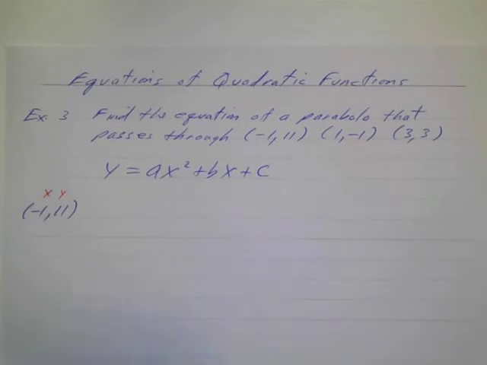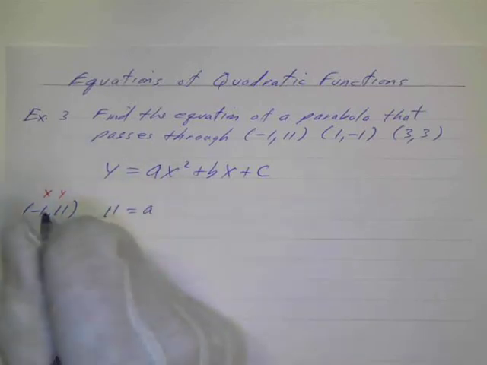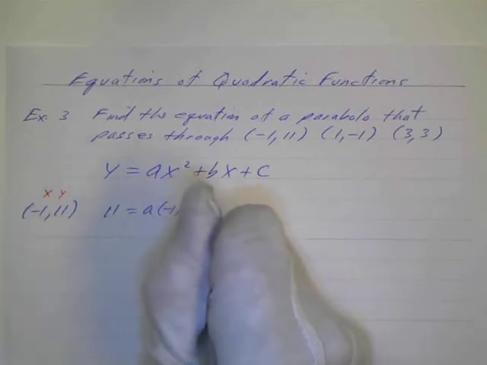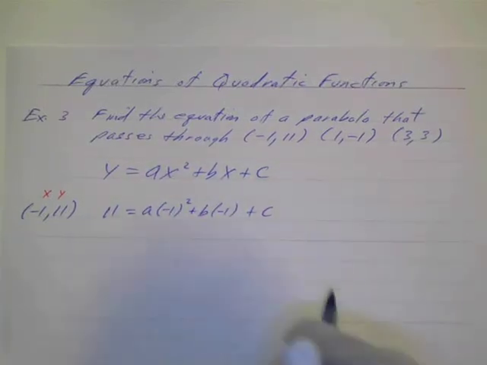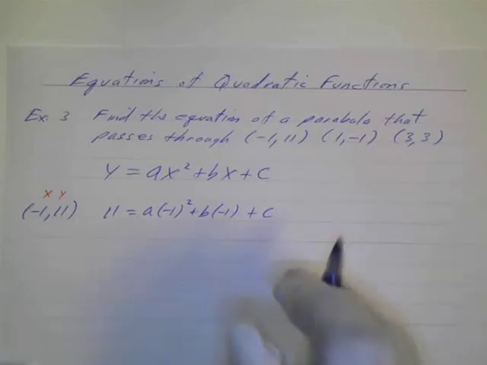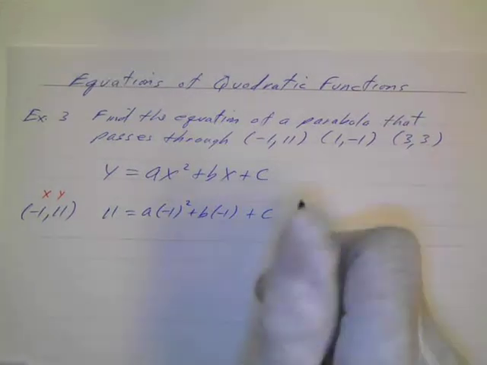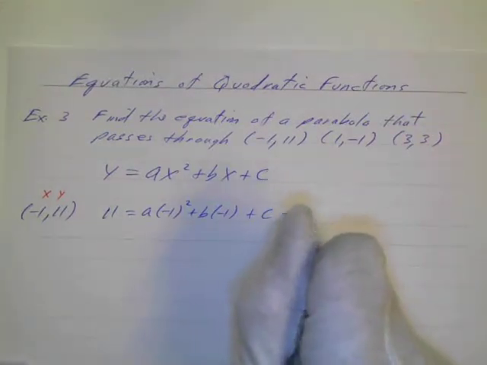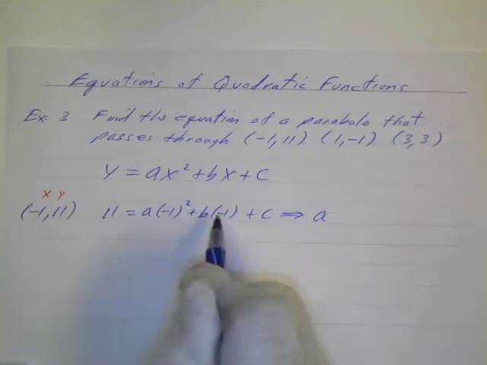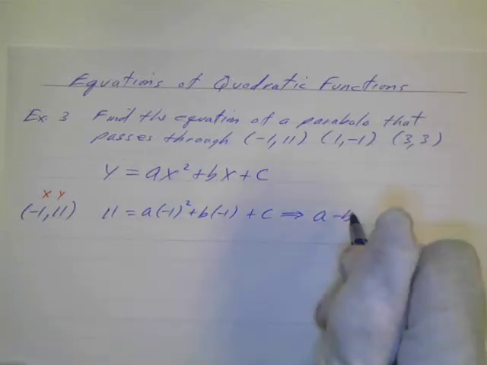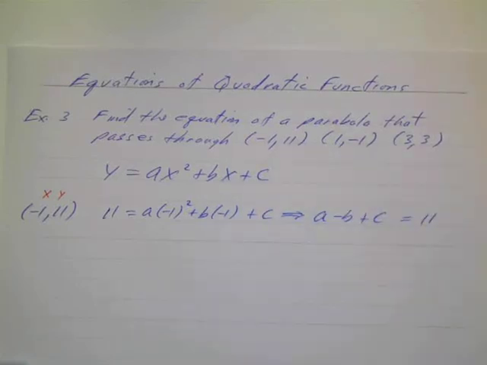Sometimes those are a little bit more challenging to solve, so this is going to be 11, y is 11, that equals a, and x is negative 1, so negative 1 squared, plus b times negative 1 plus c. And if we square this, let's write this on the left. So what's negative 1 squared is 1, so that's just going to be a. And negative 1 times b is negative b. And plus c. And that equals 11. And we're going to call that equation 1.